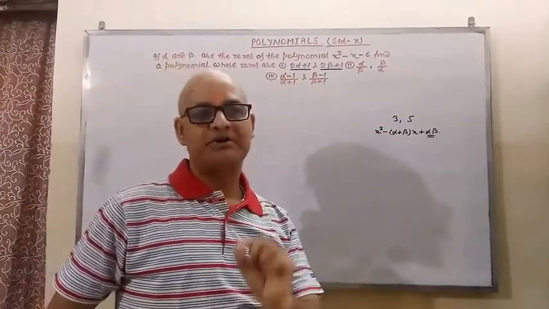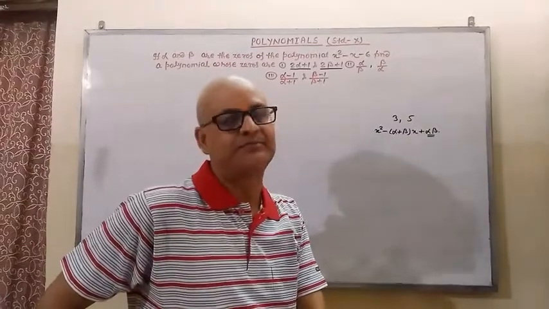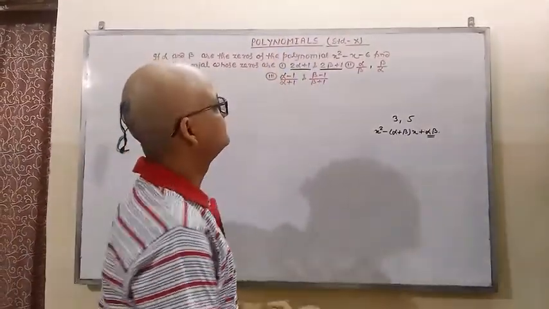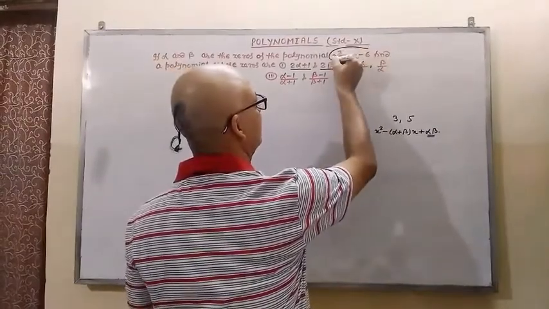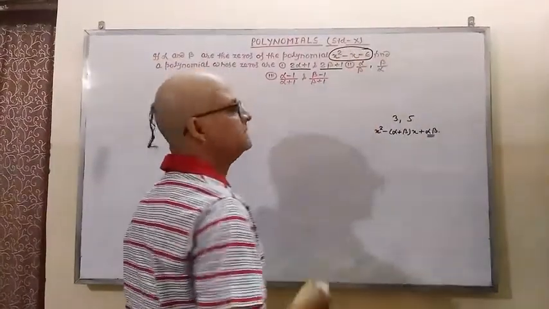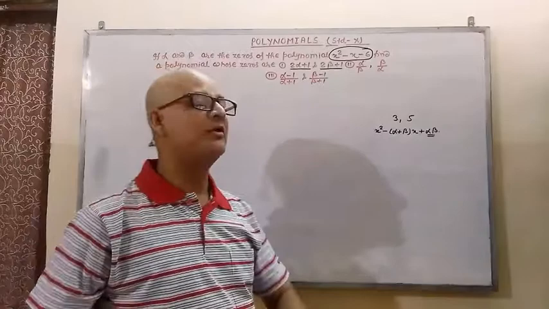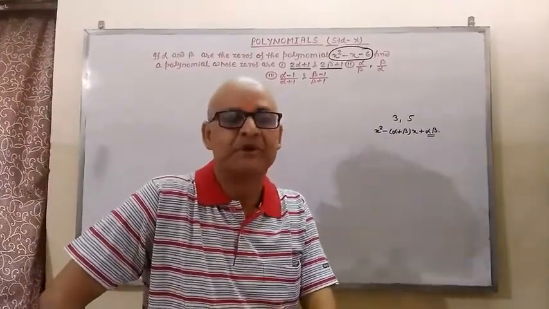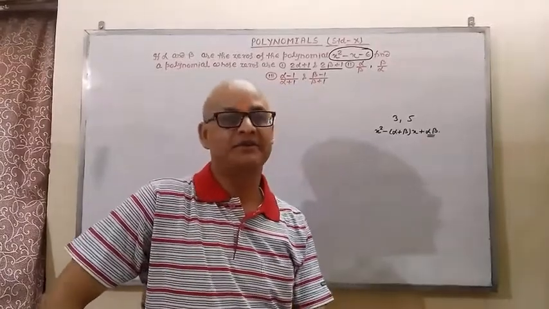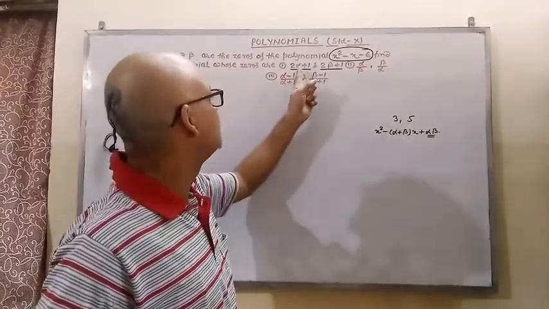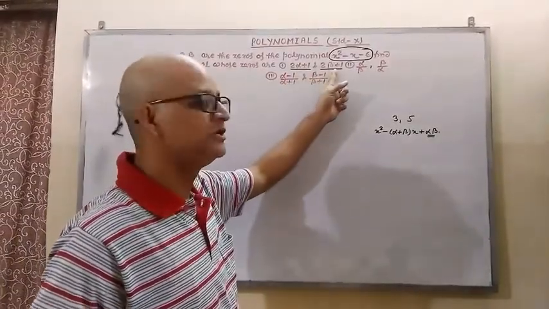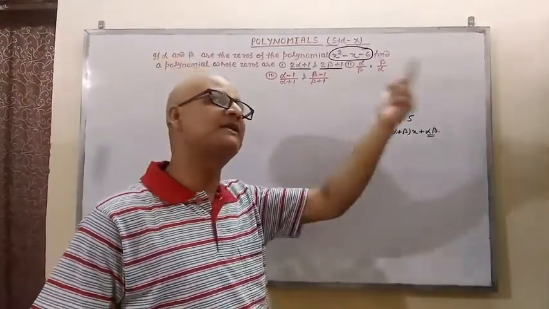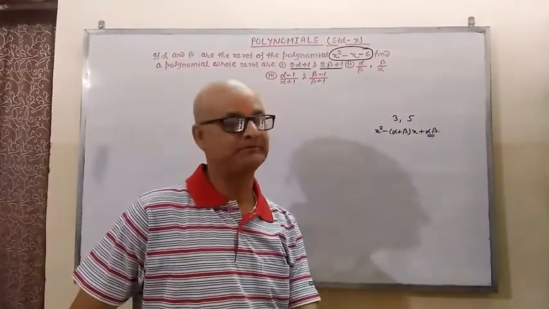Now, first you try to understand the question. Alpha, beta are the zeros of this polynomial. It means the sum of zeros and product of zeros can be found easily. From that relation, we will find the sum of these zeros and the product of these zeros. Then we will get the required polynomial.